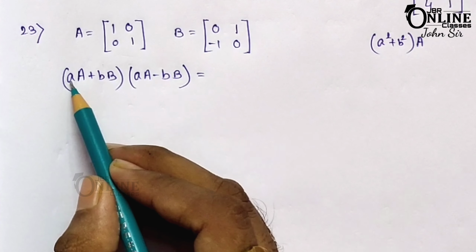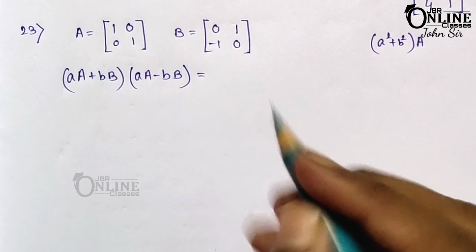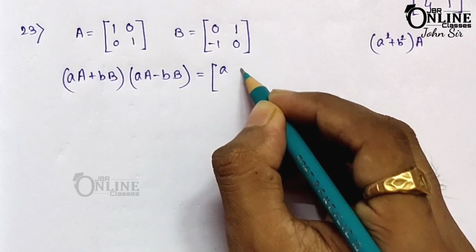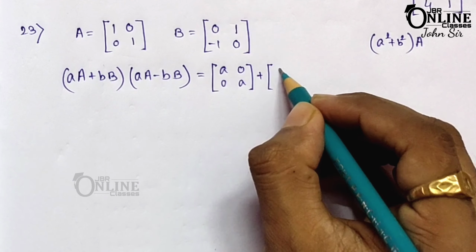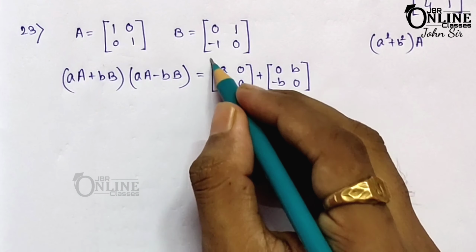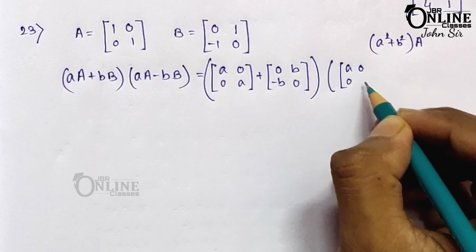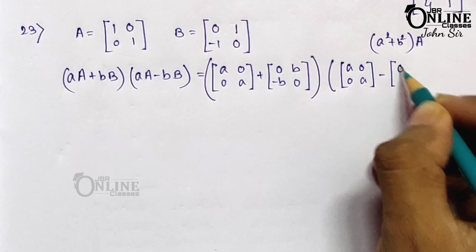Okay. So as here small a with capital A. That means small a multiply with capital A. So it becomes A 0 0 A. Okay. Then plus small b with B. So it becomes 0b minus b 0. Okay. Now the next one here a into a. So again this one a 0 0 a and then minus it will be 0b minus b 0.